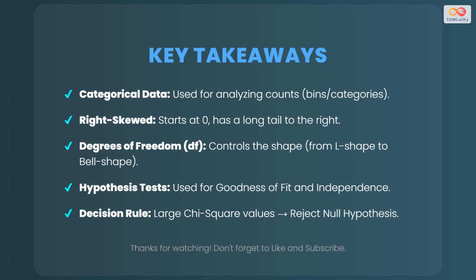To wrap up, remember these 5 points. It is used for categorical data. It is always right-skewed and non-negative. Its shape is controlled by degrees of freedom. We use it for goodness of fit and independence tests. And finally, a large chi-square value is evidence against the null hypothesis.